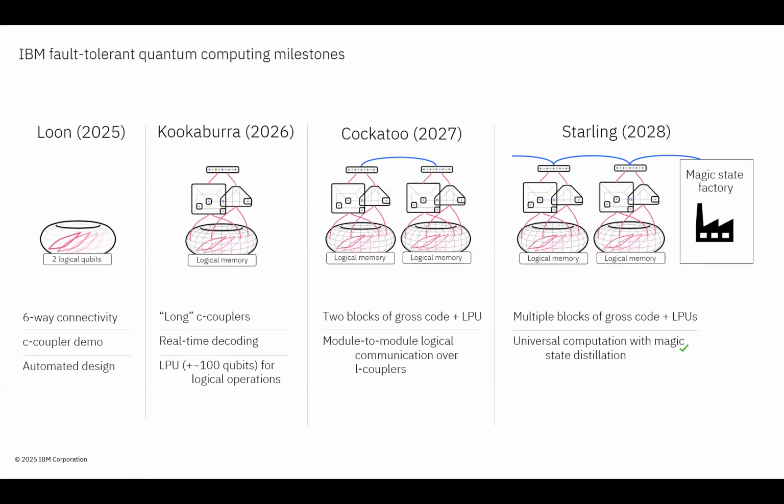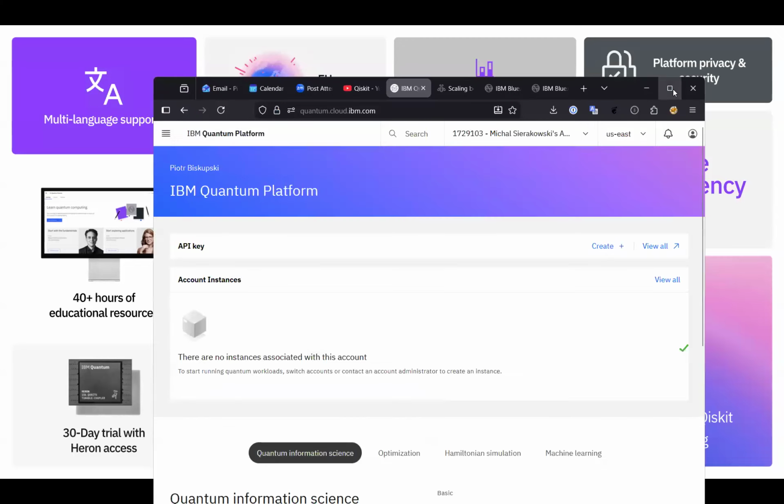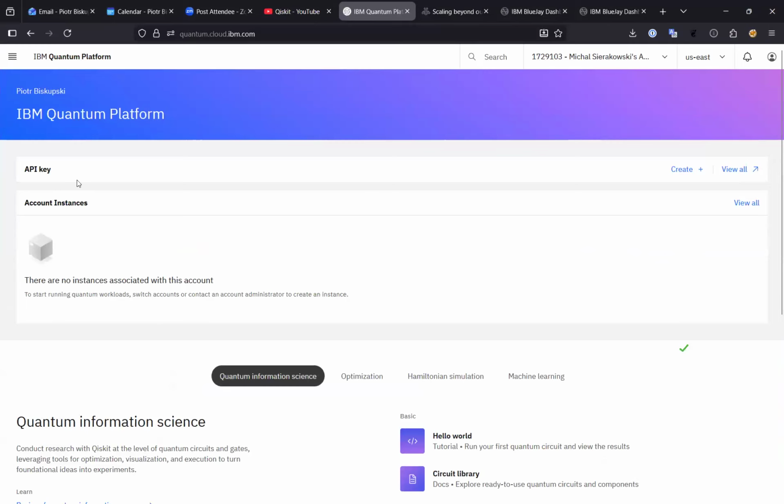Okay, but what is now? What do we have now? What are we doing now at IBM? What you can also play with. So first of all, IBM Quantum Platform changed. Maybe you noticed, maybe not, but even today when I was trying to log into the system, Quantum Platform looks much different than the previous one.